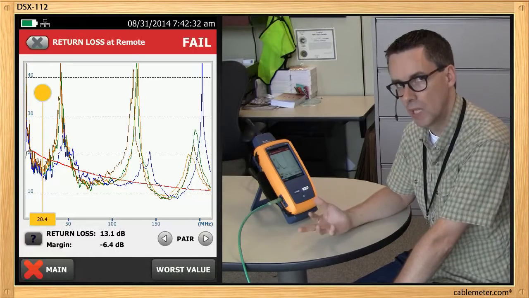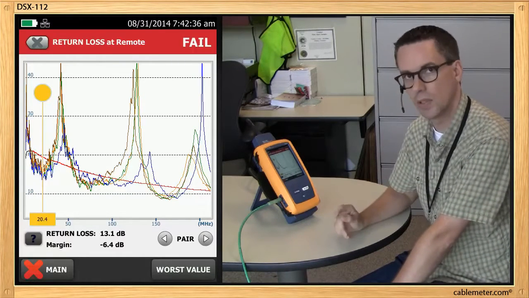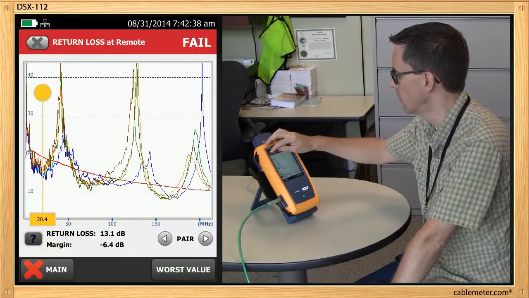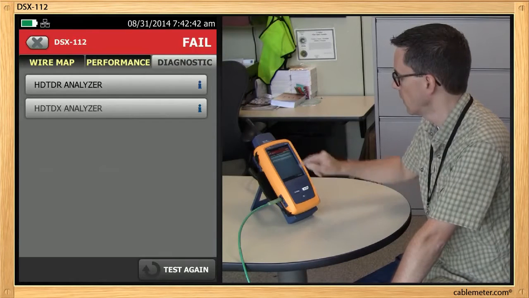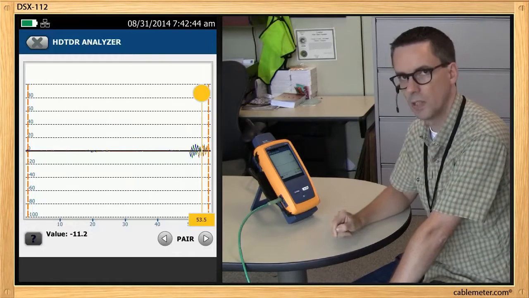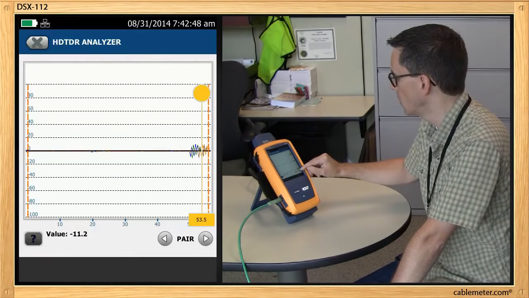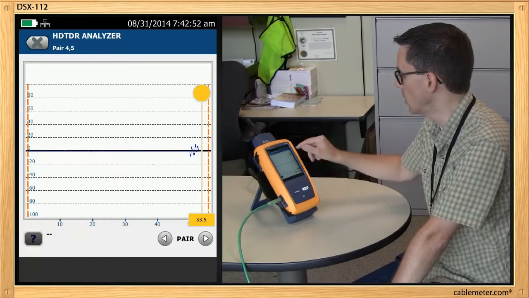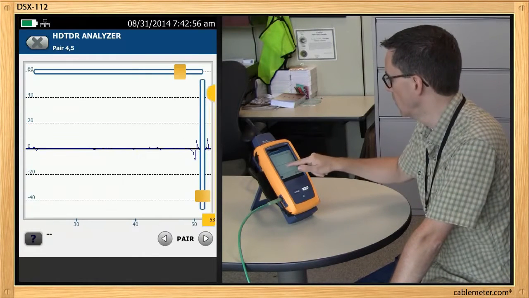Now, okay, so there's water in the cable. Can we be really clever and figure out where in the cable that water is? And with this instrument, the answer is yes. And this is how we do it. We're going to go to our diagnostic, our high definition time domain reflectometer. And I'm going to go to my shortest pair, because that's going to give me the most accurate distance to where the water is, which is 4.5. Let me see if I can just pinch and zoom in a little bit here.